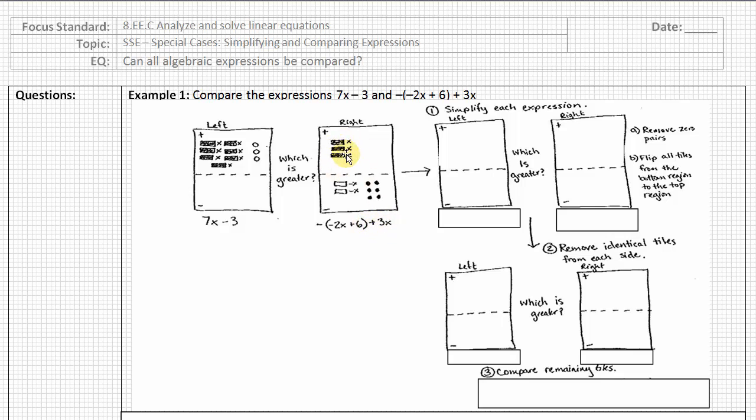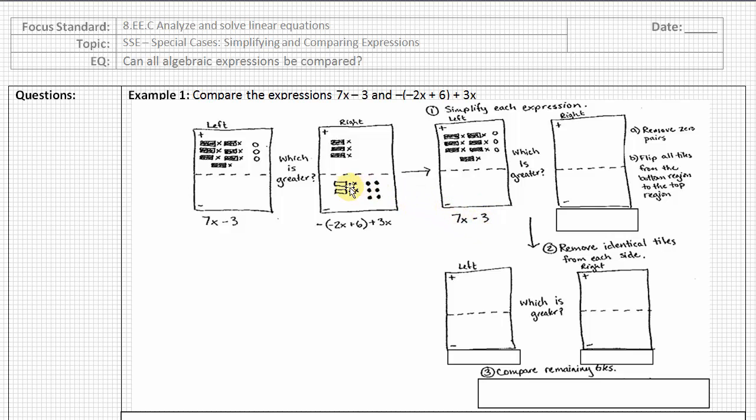I know we've already had some extra practice on simplifying expressions, so we're going to move to the right. Simplify either of the expressions and write the new expression. If you said that the expression on the left doesn't simplify because it already has all the tiles in the top region and there aren't any zero pairs to remove, I would agree with you. So we're going to keep that one exactly the same, and it remains 7x minus 3.